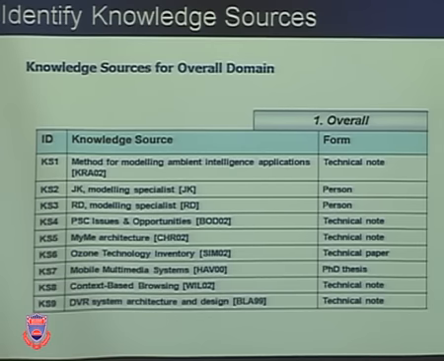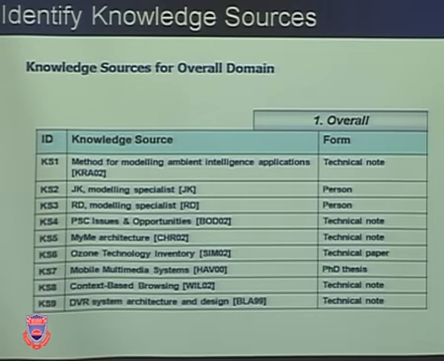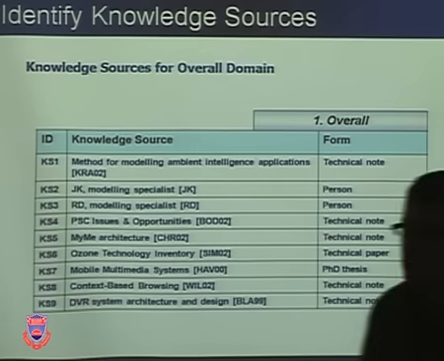For the overall domain, a method for modeling ambient intelligence applications is a technical note. GK is a modeling specialist. This is a person in the organization. RD, modeling specialist, person. PSC issues and opportunities: there's a technical note which was considered quite relevant for designing this PSC. MIME architecture, ozone technology, etc. There's a PhD thesis that was found relevant. Context-based browsing, etc. So these were an example set of the knowledge sources for the overall domain.